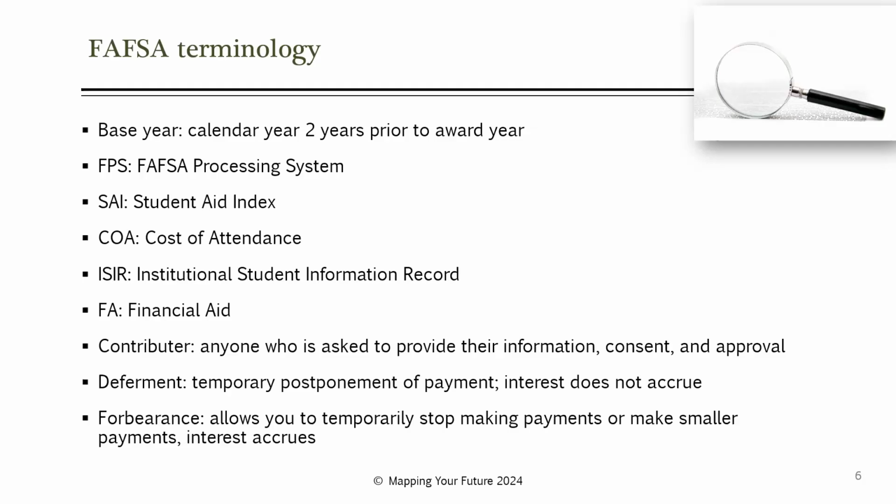The last two terms we have here are going to be more applicable to paying off student loans or once you graduate. First, we have deferment, which is a temporary postponement of payment, but interest does not accrue during this time. On the other hand, we have forbearance, which allows you to temporarily stop making payments or to make smaller payments overall, in which the interest does accrue.